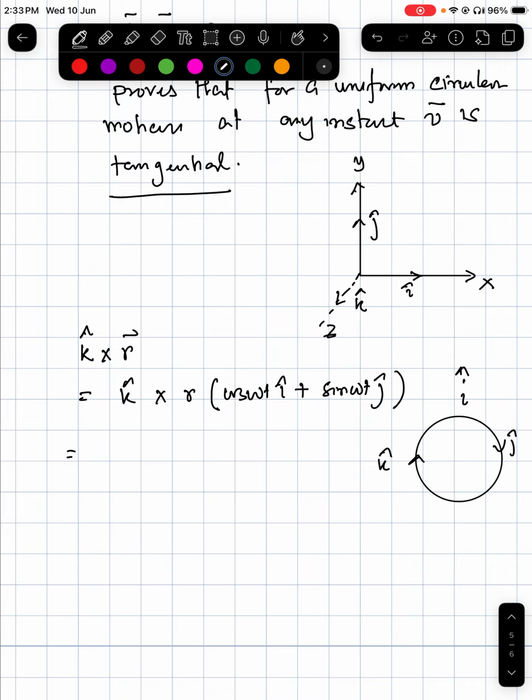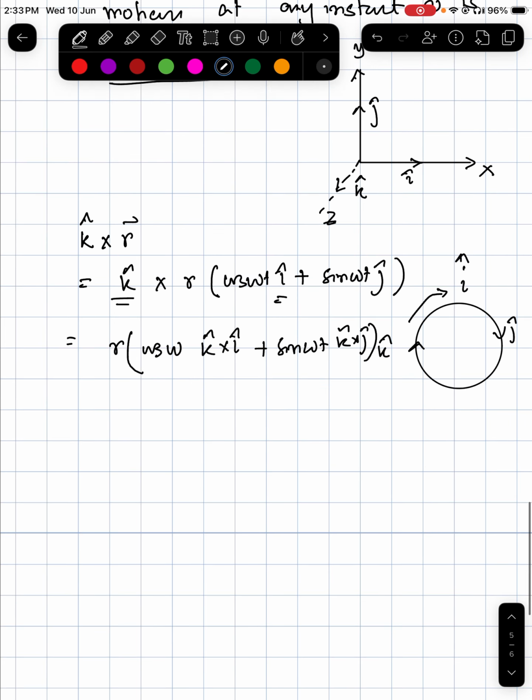Then I can see that k cross i is equal to j. So I'm going to write that. r cos omega t, that is k cross i cap, plus sin omega t, it is k cross j cap, right? So now I'm going to use the cyclic rule. k cross i is actually j cap. Good. And k cross j, that I'm going opposite, that means it carries a negative sign. So it becomes minus i cap.